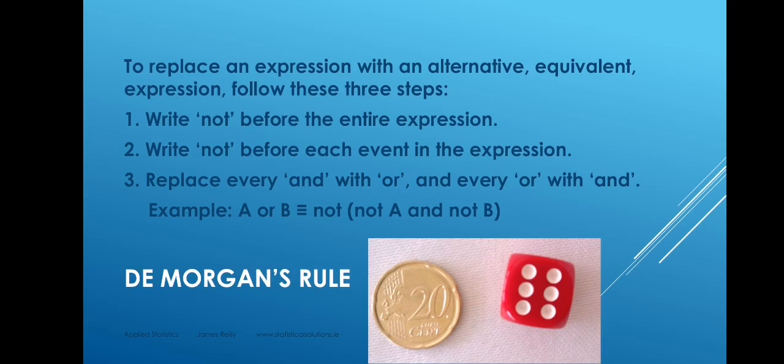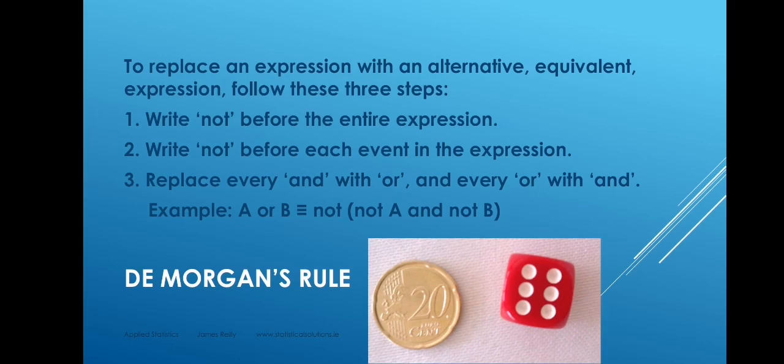De Morgan's rule states that we can replace an expression with an equivalent expression by performing these three steps. First, write not before the entire expression. Secondly, write not before each event in the expression. And thirdly, replace every and with or and every or with and. An example of this is that the expression A or B is equivalent to not A and not B.